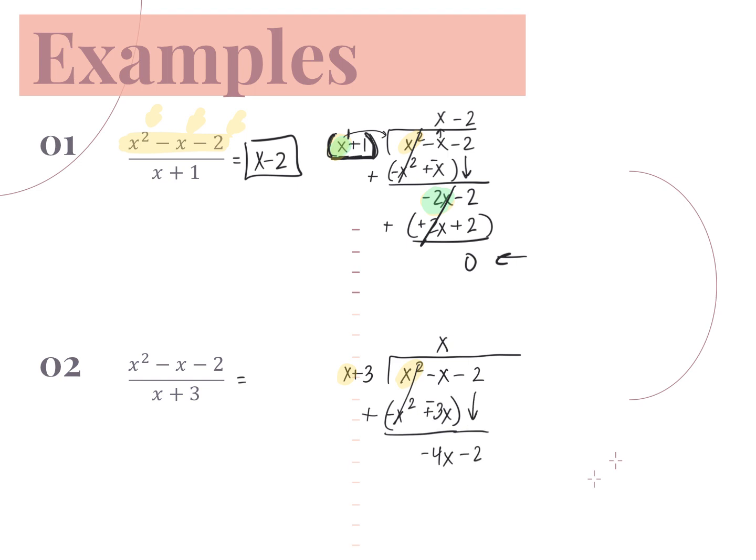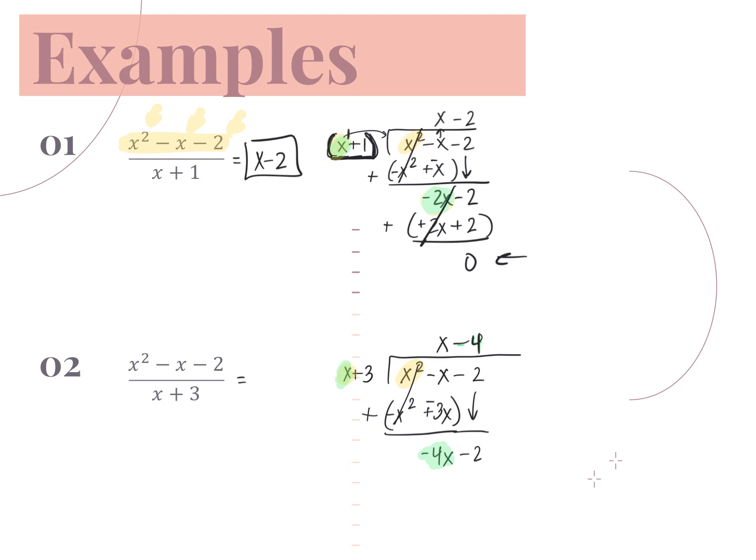Okay, so I'm going to bring down now. So I divided, I multiplied, I subtracted, and I brought down the negative 2. And I'm ready to go again. So, whoops, sorry about that. So my first terms are the ones I'm going to look at. So I'm going to look at the minus 4x, and I'm going to divide it by x. So minus 4x divided by x is a minus 4.